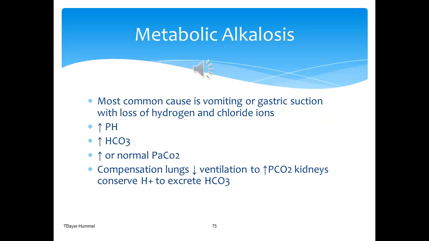Metabolic alkalosis. Most common cause is vomiting or gastric suction with loss of hydrogen and chloride ions. Increased pH, increased bicarb, increased or normal PaCO2. Compensation, the lungs decrease ventilation to increase PCO2, and the kidneys conserve hydrogen to excrete bicarb.